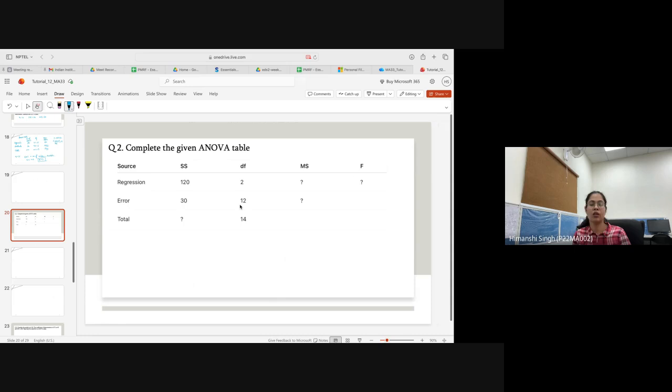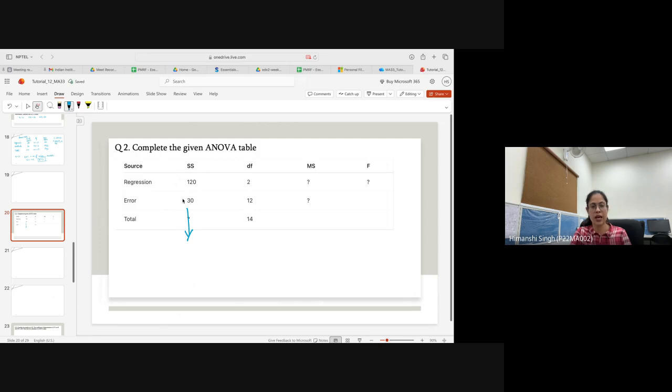So here the things are given already. For regression, error, and total, the sums of squares are given. Basically SSR is given, SSE is given, and the degrees of freedom are given. Now I have to find the mean square for the regression, for the error, and also the F statistic. This is also simple. For the total, I will just add them, so it will be 120 plus 30. So the SS total will be 120 plus 30, which gives me 150.